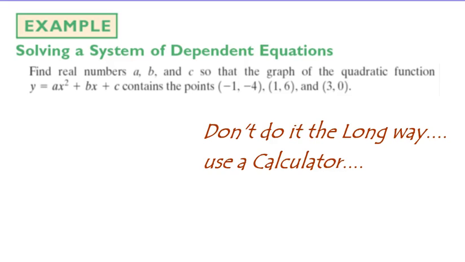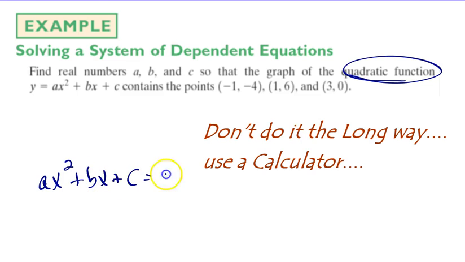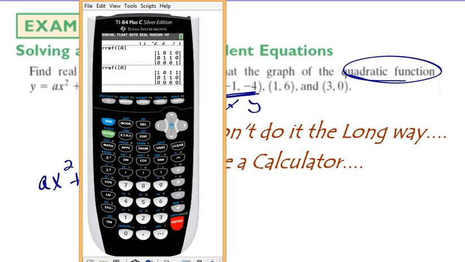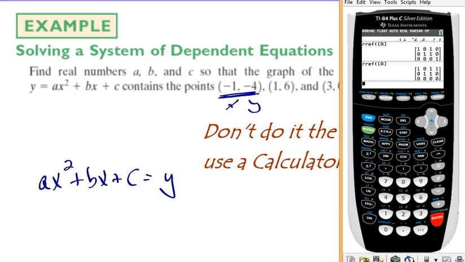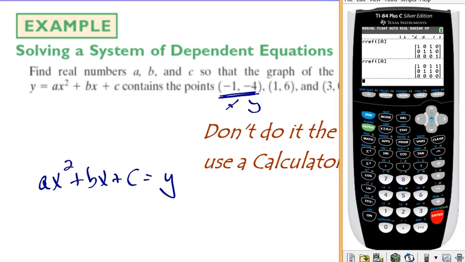If they ask you to find a quadratic function, the book is going to teach it by ax squared plus bx plus c is equal to y. And they're going to ask you to plug in the x's and the y's and start writing systems. But I wouldn't do that. I would go to your calculator and do what we were doing before. Under stats, you can edit the list. If there's previous numbers in there, you can clear out the lists.